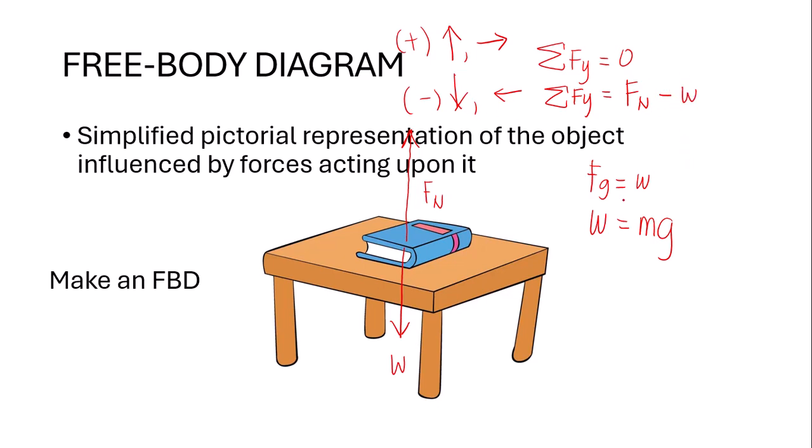Now, since weight is equal to the mass times the gravitational acceleration constant, we can express this equation as: the sum of forces in Y is equal to 0, which equals F sub n minus mg. Therefore, F sub n is equal to mg. So this is for this example where we have a motionless object.